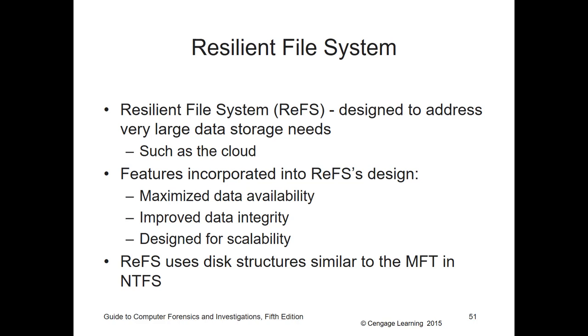So as files get larger and larger, so must file systems to accommodate them. So we have a new item called the Resilient File System, ReFS, and this was designed to address very large data storage needs. Typically, we're going to be thinking of cloud-based storage, 48 terabytes, petabytes. Well, I don't know how I really got from 48 terabytes to petabytes, but I mean thousands of terabytes going into petabytes. The features incorporated into ReFS are maximized data availability, improved data integrity, and scalability.